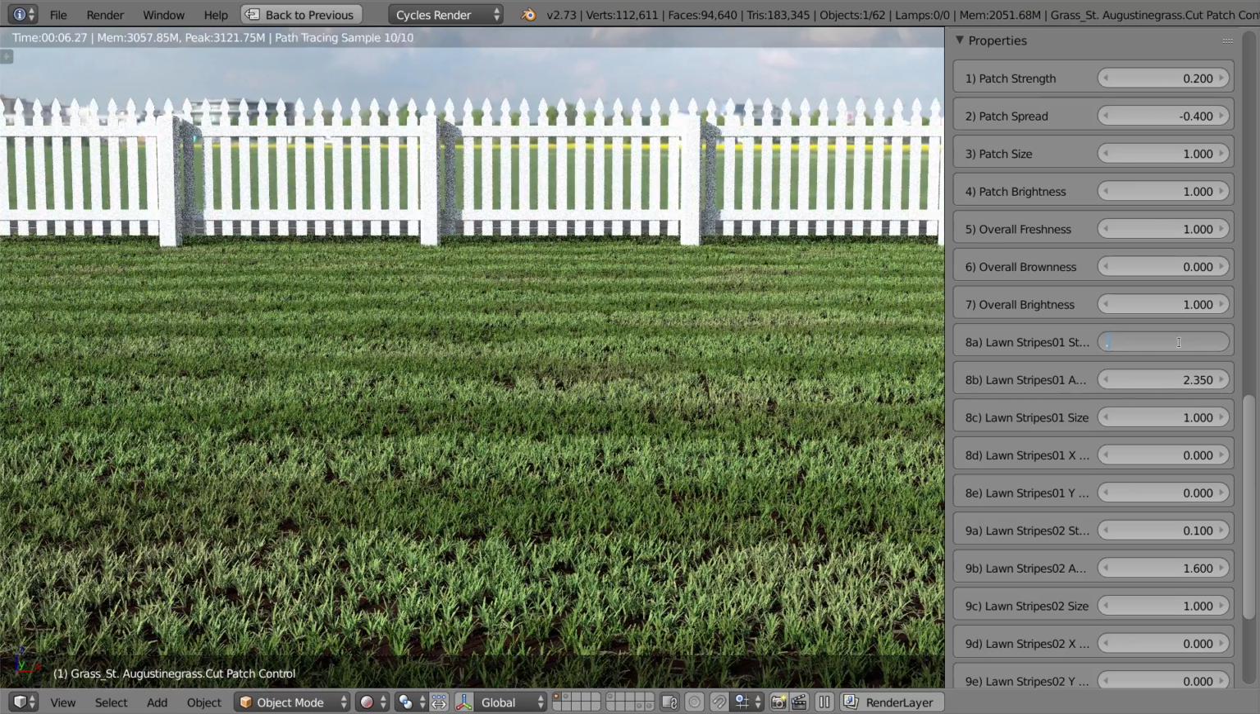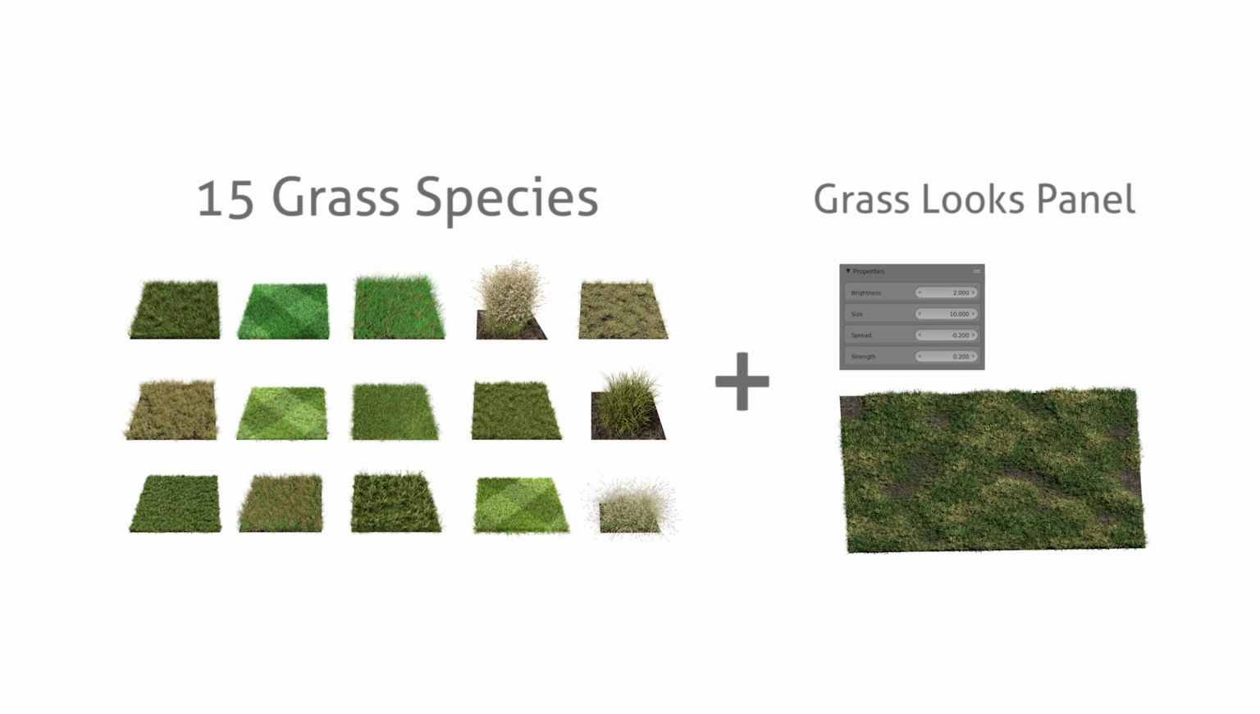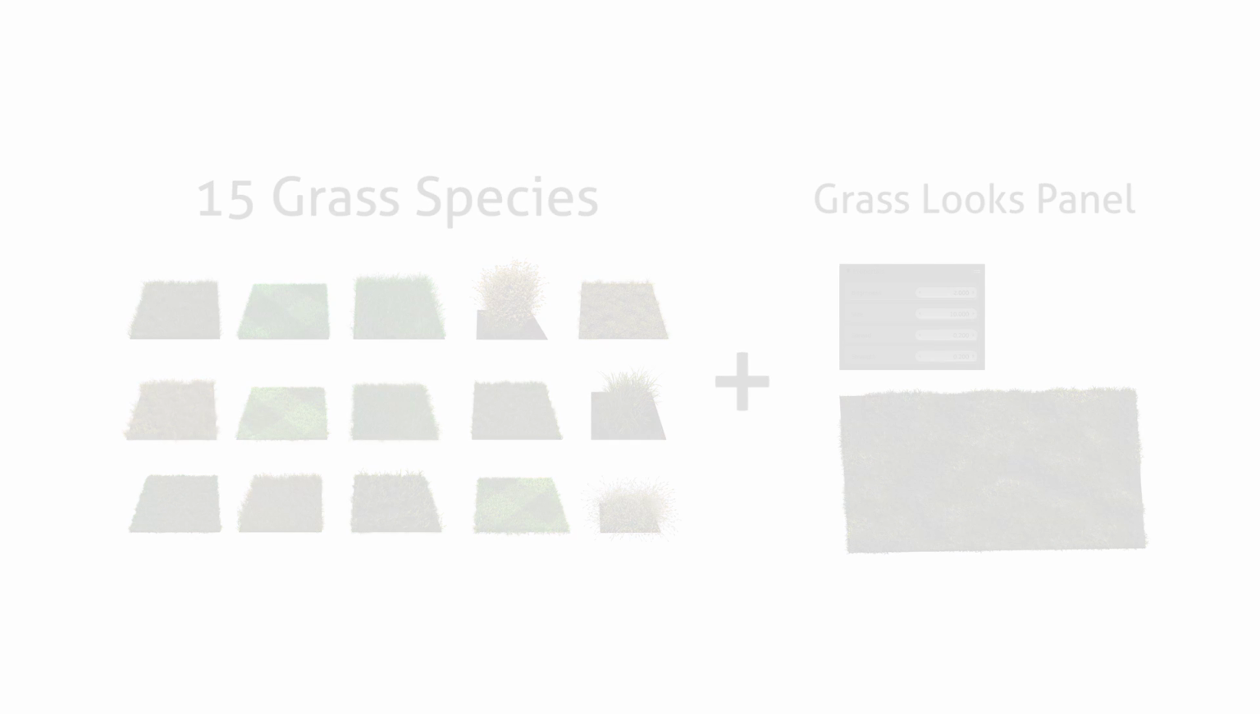Now, full training is provided on how to use this, but you'll find it's pretty easy to understand even without instructions. So you've got 15 species of the most photorealistic grass with easy to use controls made exclusively for Blender and Cycles. But we're still missing something. Something that's crucial if you want to create a truly photorealistic grass scene.